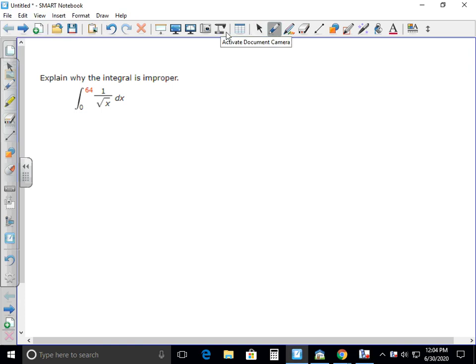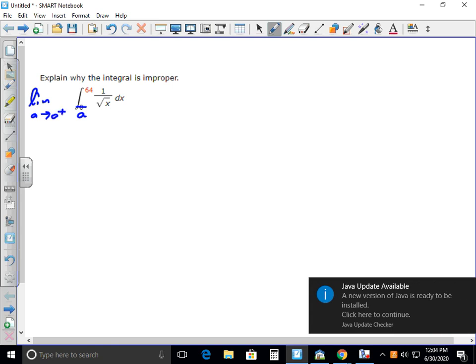Let's take a look at this one. The thing that makes this one improper is that if we put a 0 into the denominator, then we would get a 0 on bottom, which is undefined. So anytime our integral is undefined in our interval, then that's an improper integral. So what we have to do is replace that end of our interval with a letter, and we're going to take the limit as that particular value approaches, in this case, 0 from the right side.